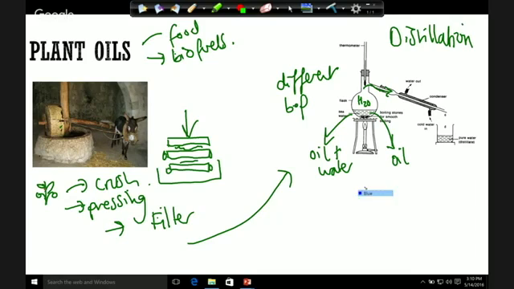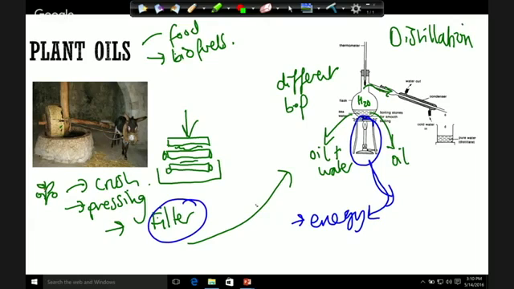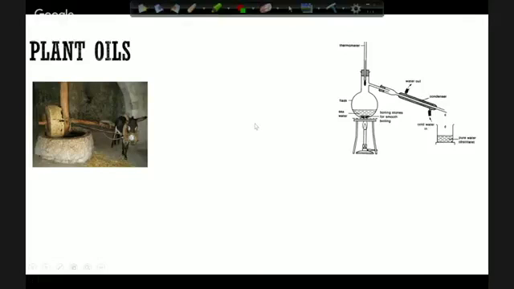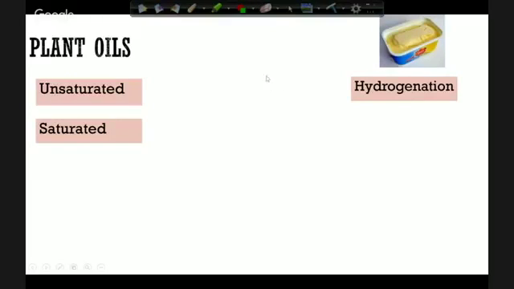Now, one thing that they do like discussing in C1 is energy, and just bear in mind that this distillation process will require a lot of energy, whereas filtering does not require much energy. But if it's not pure, you might need both processes to try and purify those plant oils. So we need to know a little bit more on plant oils, and especially for the higher tier, there's a couple of things that come into play.